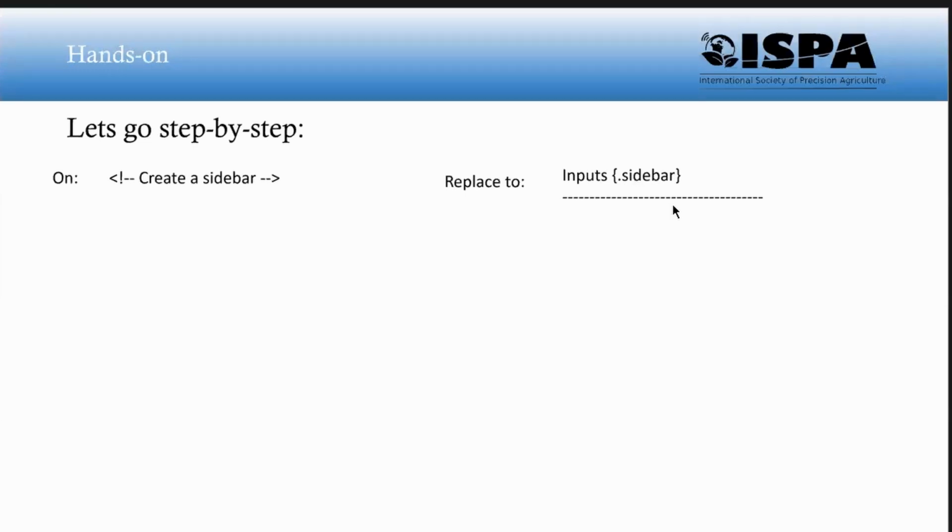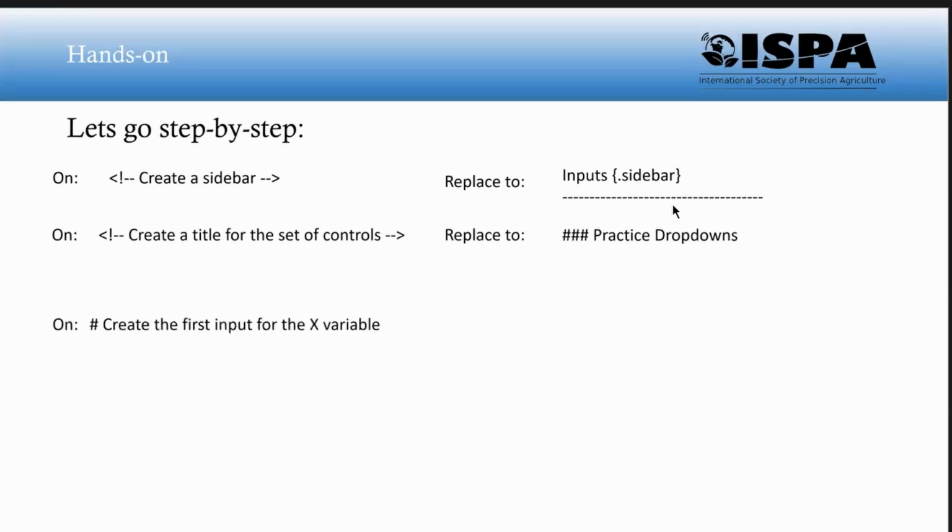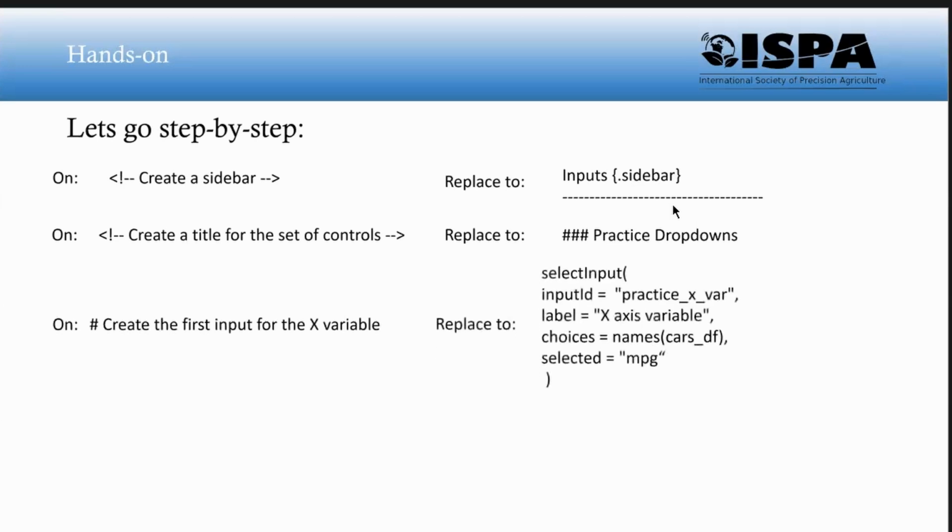Okay. Can we move to the next step? Everybody's okay? All right. Instead of create a title for the set of controls, we replace it with three hashtags, practice drop downs, or any name you want. On the comment creating the first input for the X variable, we are going to replace this big thing. I recommend you copy and paste from the upper part, because we are just changing the input ID.